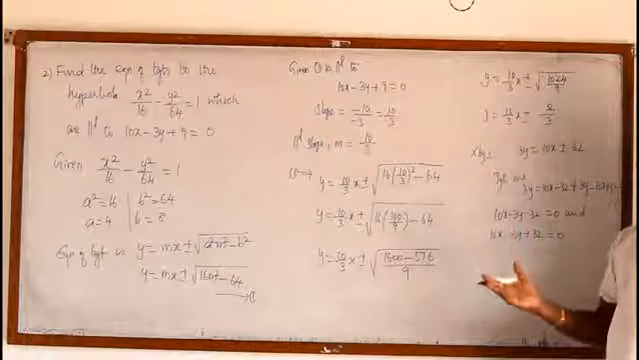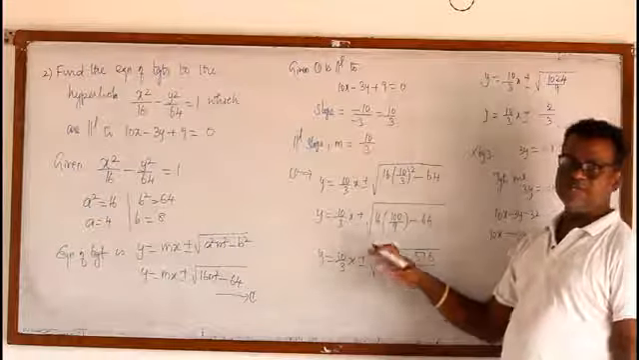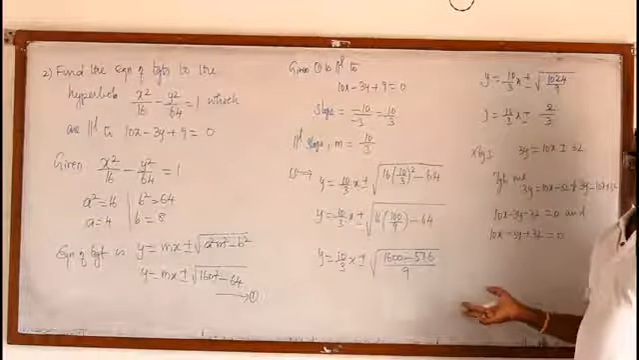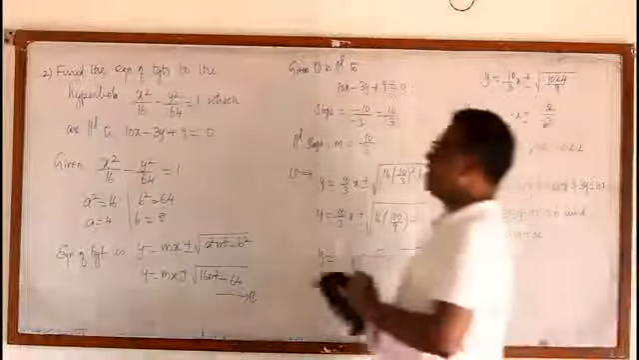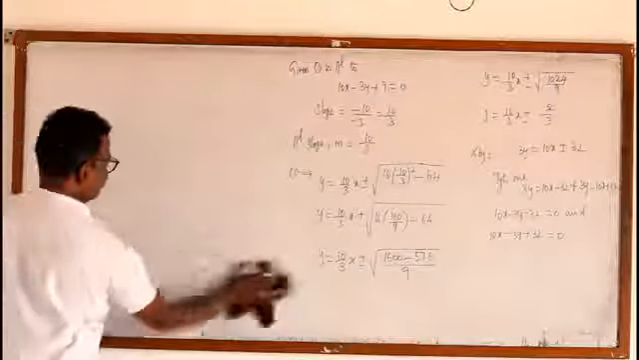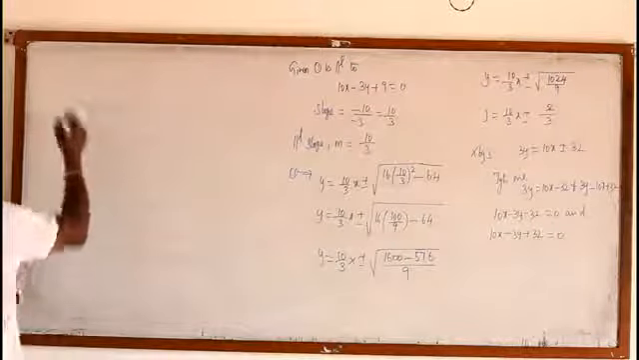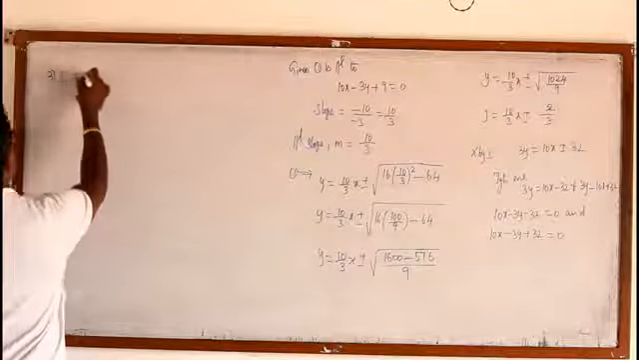So this is how we can do it. If they don't give the point, we have to find out the value of m. And if I substitute for m and simplify, we'll get the two tangents simultaneously. Now we shall go for problem number 3. That is another important public question.